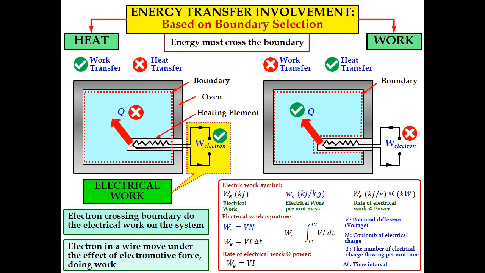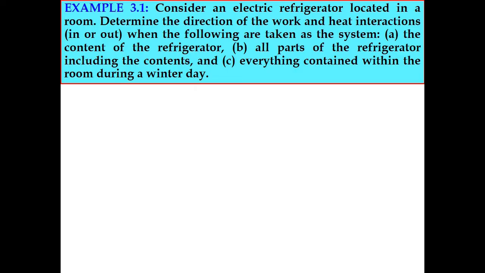Okay, that's how we choose the energy transfer that is involved in our system or our analysis based on the boundary selection. Okay, example 3.1. Consider an electric refrigerator located in a room. Determine the direction of the work and heat interactions, in or out, when the following are taken as the system: A, the content of the refrigerator; B, all parts of the refrigerator including the contents; and C, everything contained within the room during a winter day.